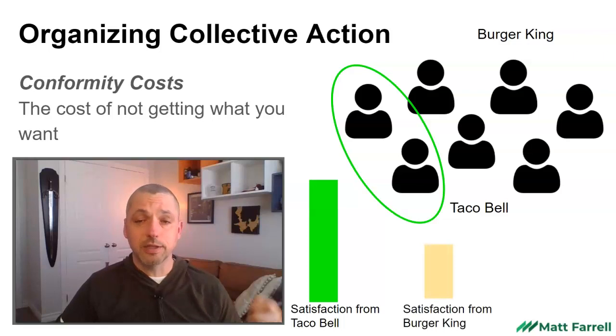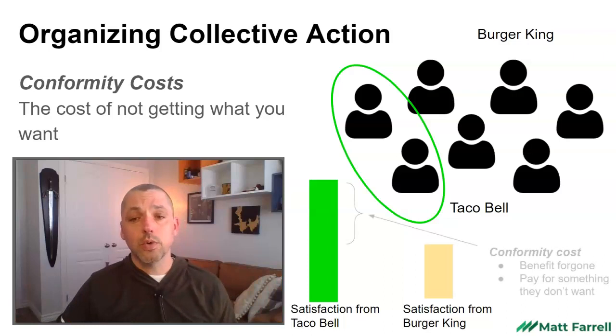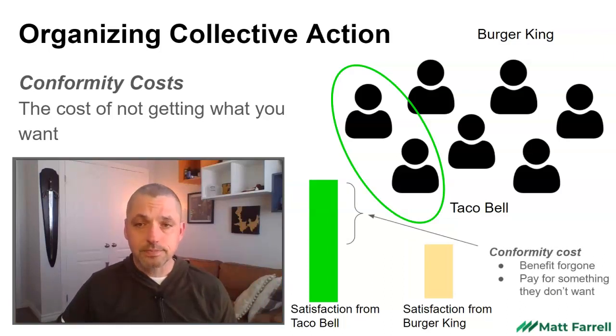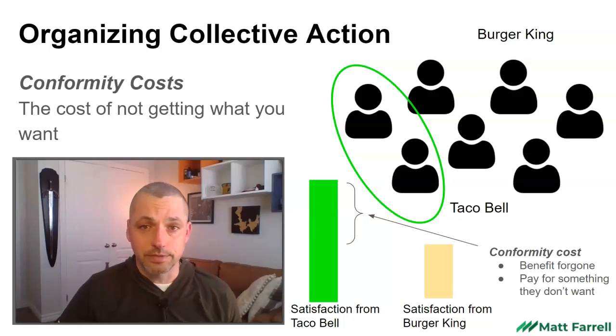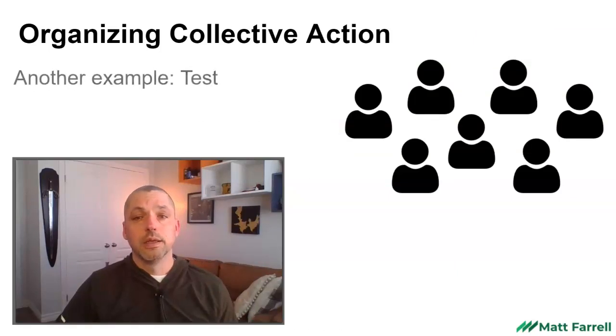In either case, they would have had to pay, right? We all have to contribute to the group, but then we have to go along with the group decision. So they're going to get a lot less enjoyment. So that difference, how much they would have enjoyed Taco Bell compared to how much they're going to enjoy Burger King, is the conformity cost. It's the benefit that people are missing out on by paying for something that they don't want. So that is another aspect of collective decision making. I'm going to give you a different example to try and illustrate both principles. Let's say I, as an instructor, need to hold a test. I've got 7 people in my class, and I need to assess them for the final evaluation.